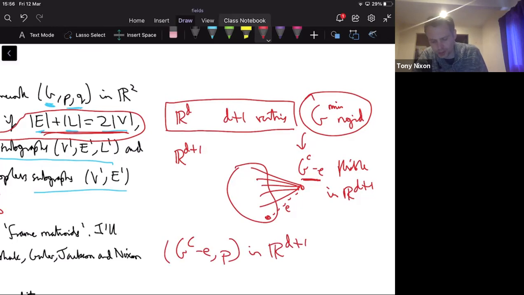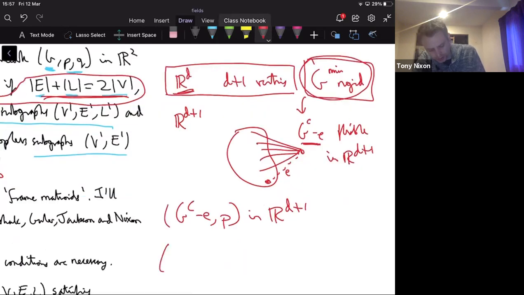So the theorem said, given a framework in R^D, we can get one in R^(D+1) that's rigid. But since you're taking one edge away, I'll be able to have an entire family of frameworks in R^(D+1) with all the same edge lengths except for E.